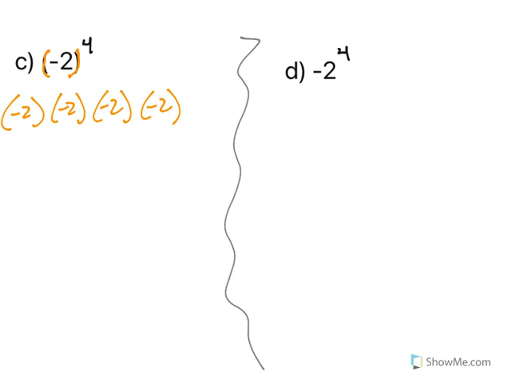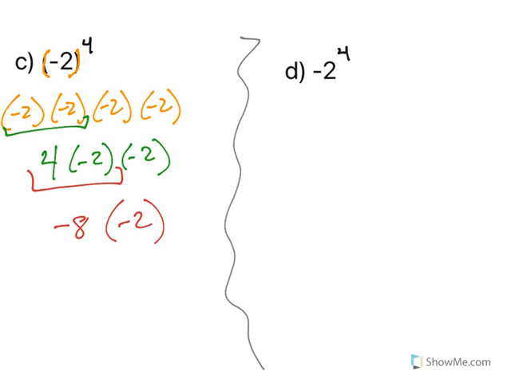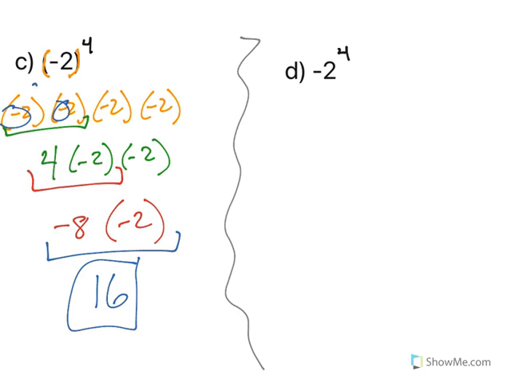Well, if we think about that, -2 times -2 is a positive 4. I'm just going to do this one step at a time. Then positive 4 times -2 is -8, and I'm just bringing down the -2's that I haven't used yet. And then -8 times the last -2 is a positive 16. Makes sense, right? Every time we have 2 negatives, we have a positive. And since there is an even number of negative numbers, that gives us a positive final answer.